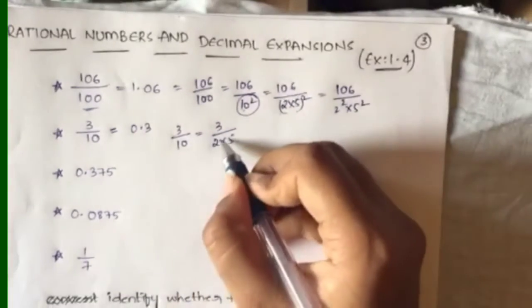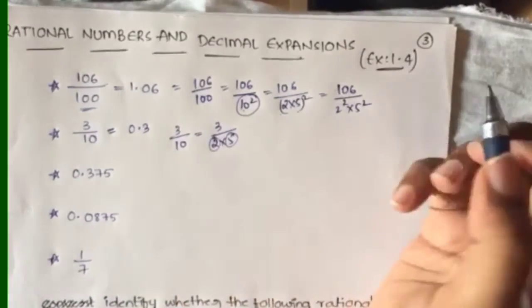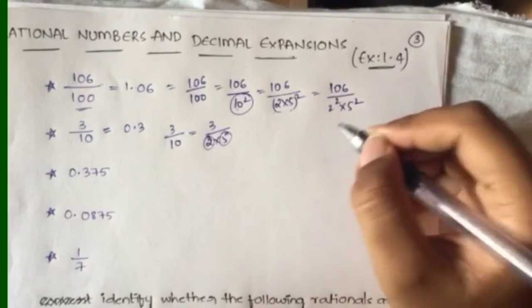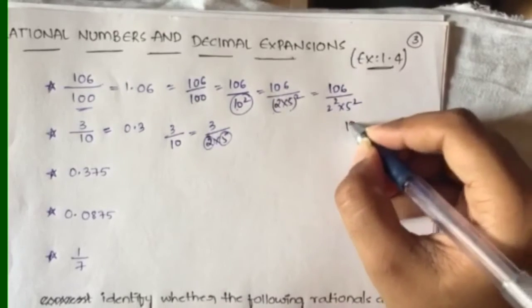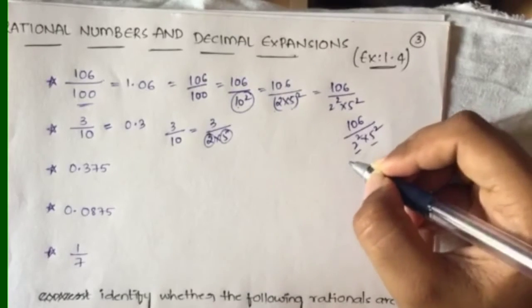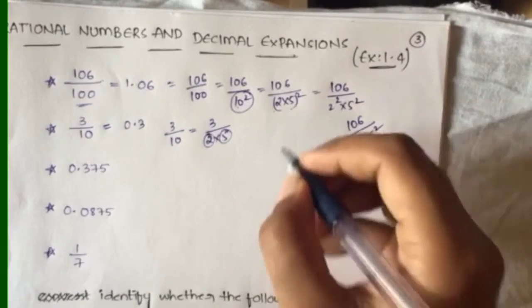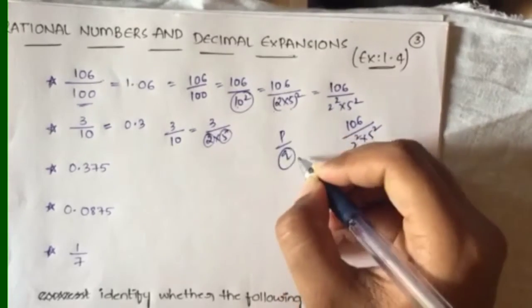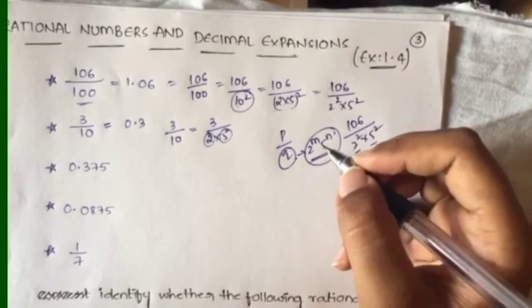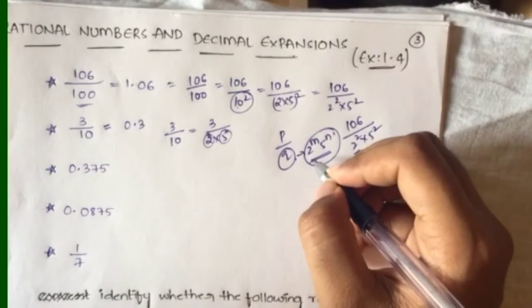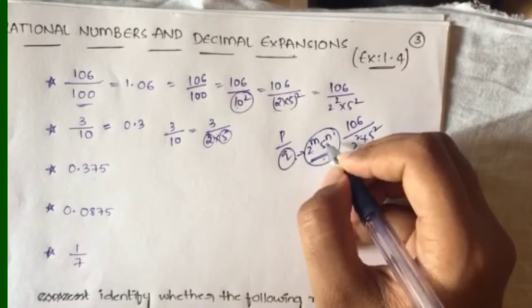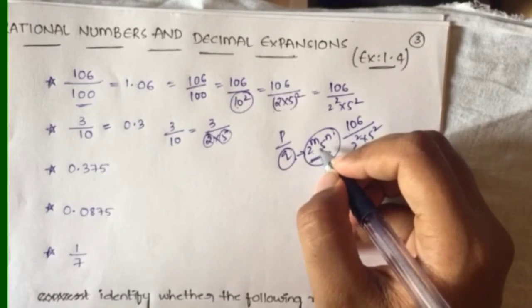Why am I writing 2 into 5 in all the cases? Because there is a small theorem that I want to tell you from these examples. 106 by 2 square into 5 square: 2 power something into 5 power something. That means when you have p by q form, if you are able to express q in the form of 2 power m into 5 power n, then you can say that particular rational number is a terminating decimal. If you are not able to express it in the form of 2 power m into 5 power n, then that is a non-terminating decimal.